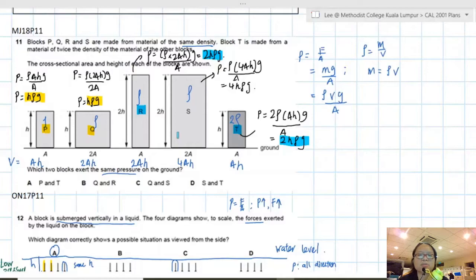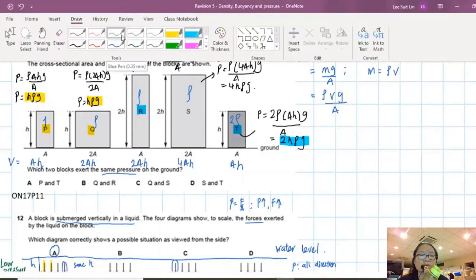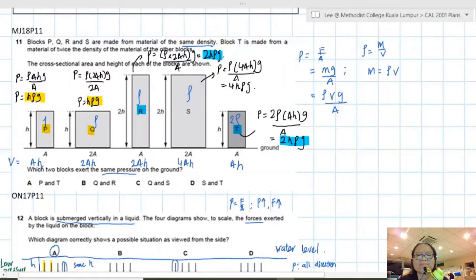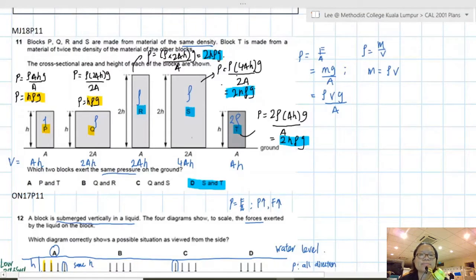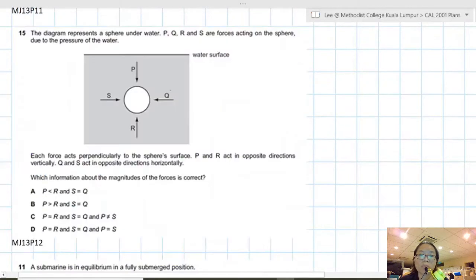No answer. That is when I noticed I made a mistake, because the surface area of block S is actually 2A. So I paused for a while in confusion. Then this is 2A, so this would be 2H rho g. So R, S, T are all the same. So you find which one has R, S, and T. So the answer is D. Okay. So we're just substituting all the rho and all the V and all the A and simplifying and comparing the terms.